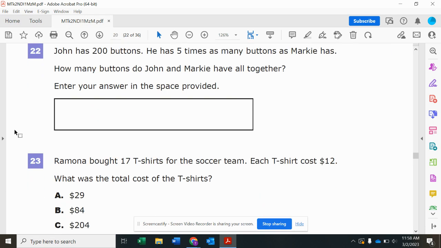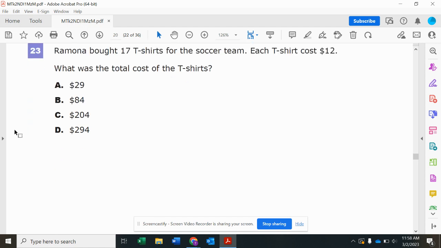Question 22. John has 200 buttons. He has 5 times as many buttons as Marky has. How many buttons do John and Marky have altogether? Enter your answer in the space provided. Question 23. Ramona bought 17 t-shirts for the soccer team. Each t-shirt cost $12. What was the total cost of the t-shirts?